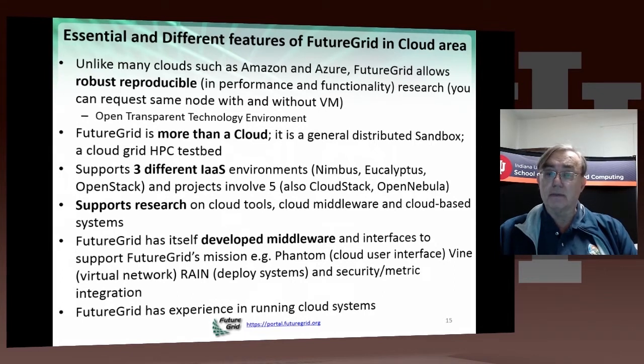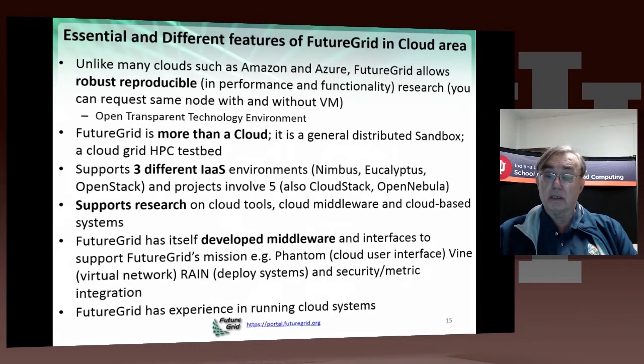FutureGrid, unlike most commercial systems, supports 3 different virtual machine managers. And if we sum over the projects on FutureGrid, we've actually run 5 different virtual machine managers: Nimbus, Eucalyptus, OpenStack, CloudStack, and OpenNebula on FutureGrid. OpenNebula we actually use to manage our approach for the RAIN system.